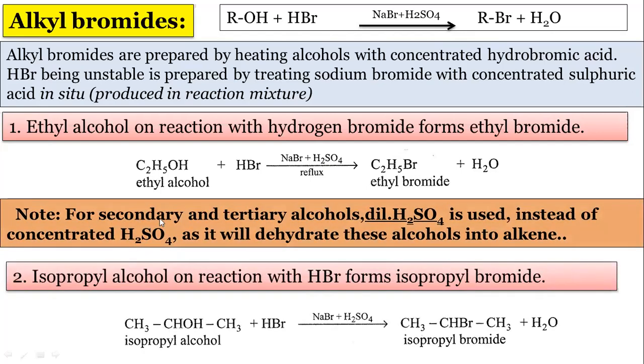Remember this note is very important because a 1 mark question can be asked on it. In case of preparation of alkyl bromides, dilute H2SO4 is used for the secondary and tertiary alcohols. Why is dilute H2SO4 used for this preparation of alkyl bromides by using alcohols?